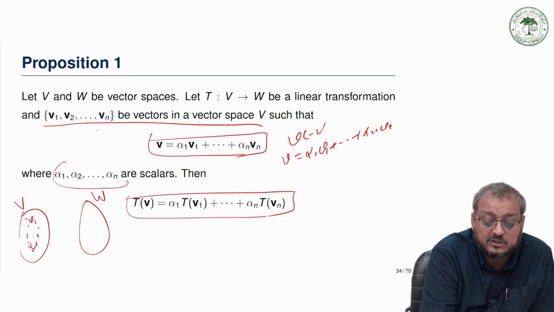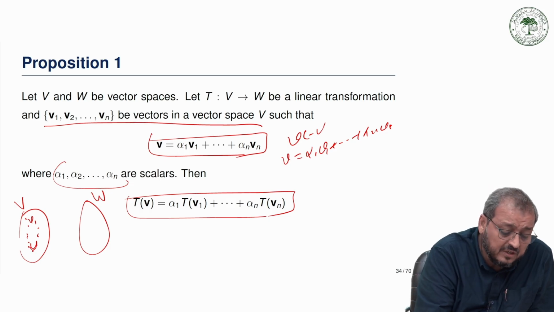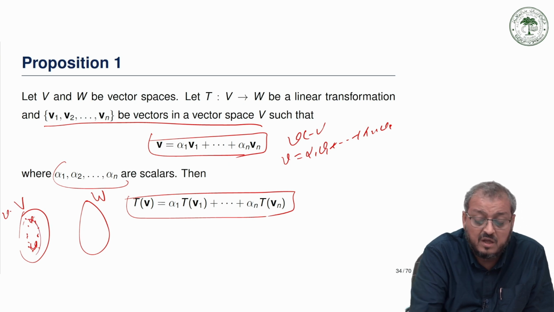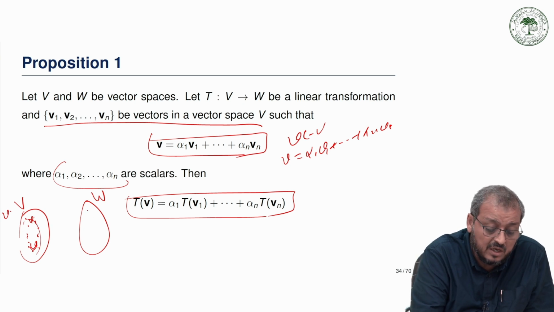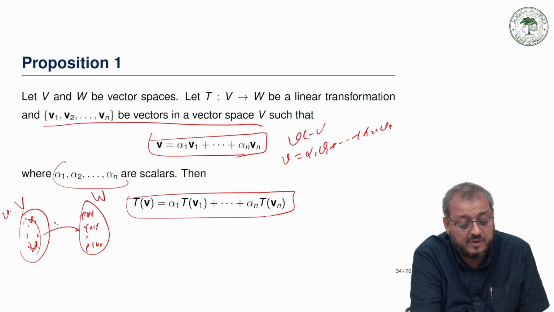So these are the elements of the vector space. If we say they form a basis, this means any arbitrary element v belonging to this space can be written as a finite linear combination of these vectors. And if we also have T of v1, T of v2, these are the images under the map.